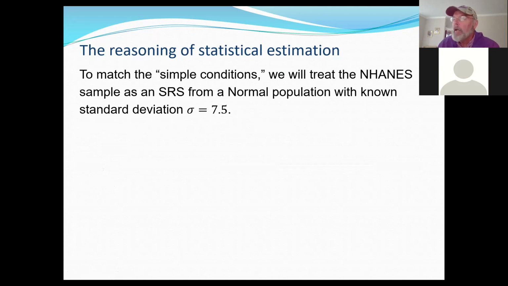Some of the things that I need to know, or conditions that I need to be aware of, is that the sample was a simple random sample. The population is a normally distributed population. We do not know the population mean. However, we do know the population standard deviation. Okay.